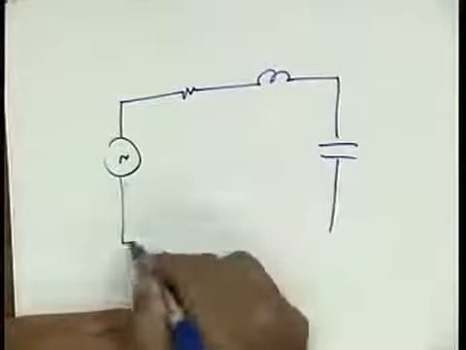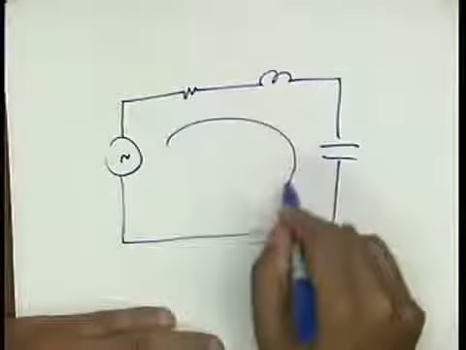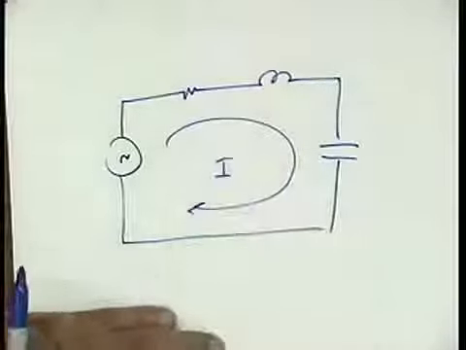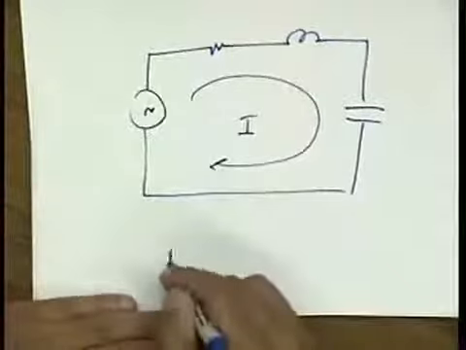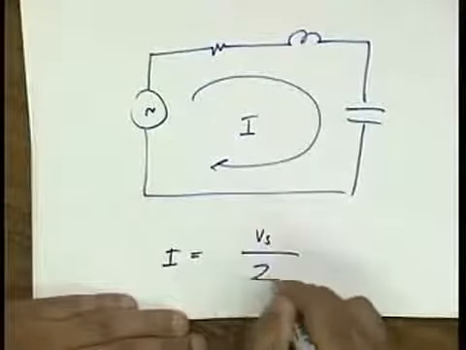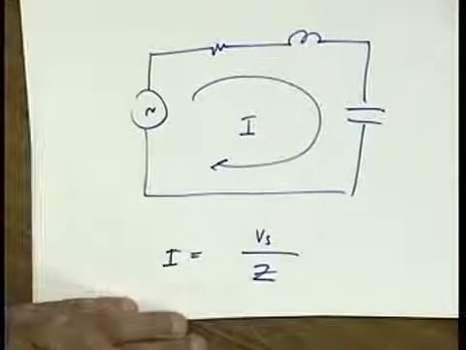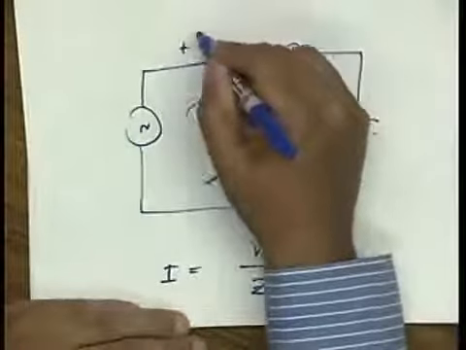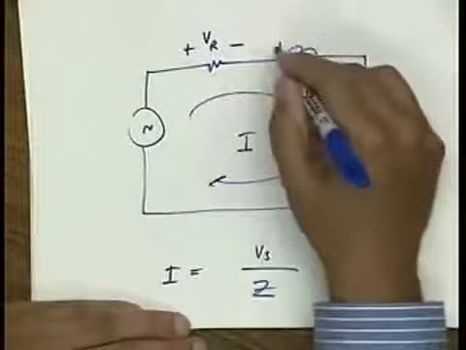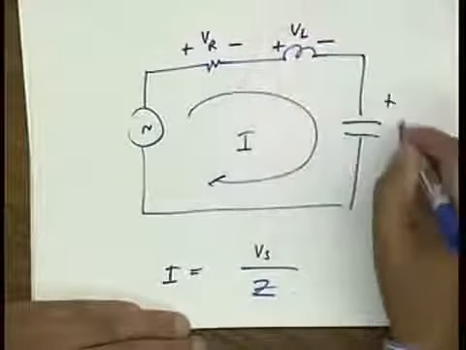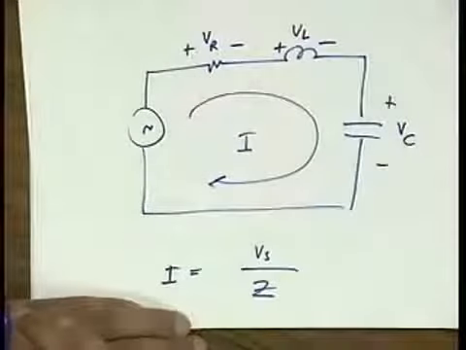So this is my series RLC circuit. And at any given frequency, some current flows through here, right? And that current is just VS over Z. And I can define a VR, a VL, and a VC. Okay?